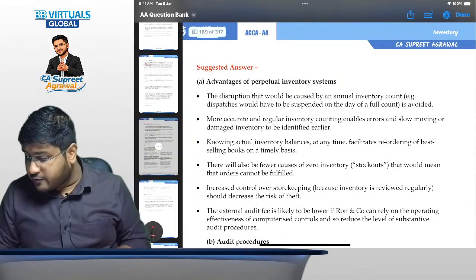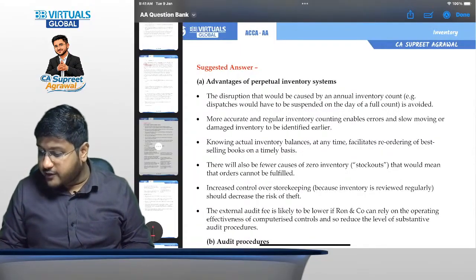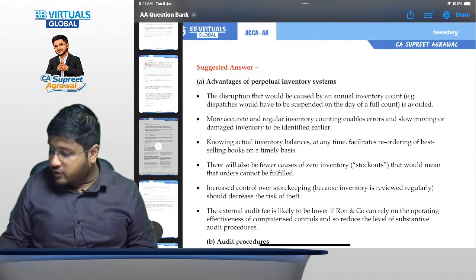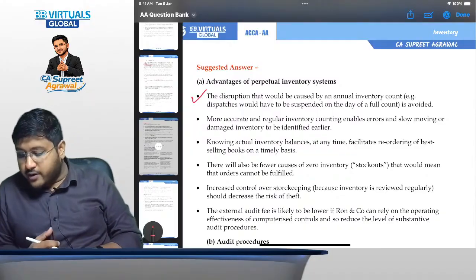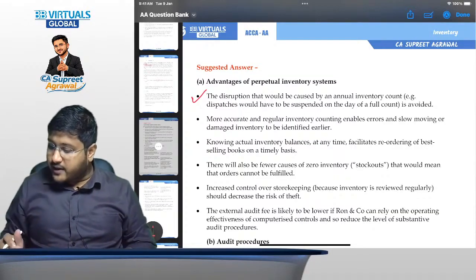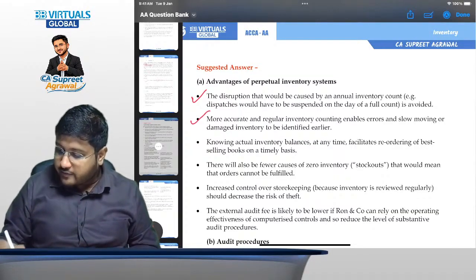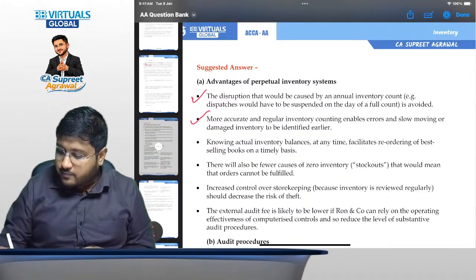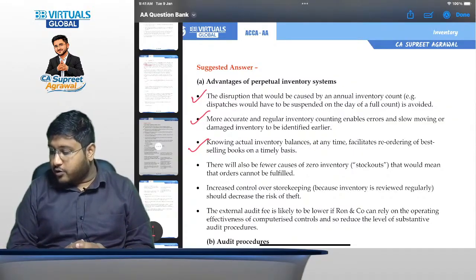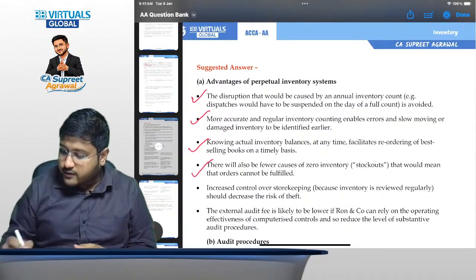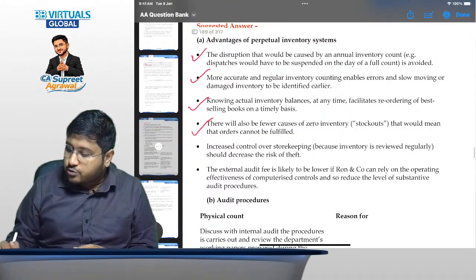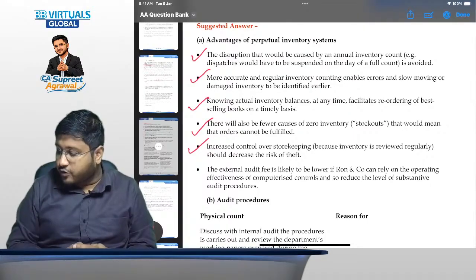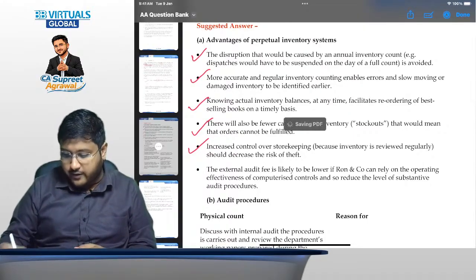The disruption that would be caused by an annual inventory count, where dispatches would have to be suspended on the day of a full count, is avoided. More accurate and regular inventory counting enables errors and slow-moving or damaged inventory to be identified earlier. Knowing actual inventory balances at any time facilitates reordering of best-selling books. There will also be fewer cases of zero inventory, which would mean that orders cannot be fulfilled. Increased control over storekeeping should decrease the risk of theft. The external audit fee is likely to be lower if the auditor can rely on the operating effectiveness.